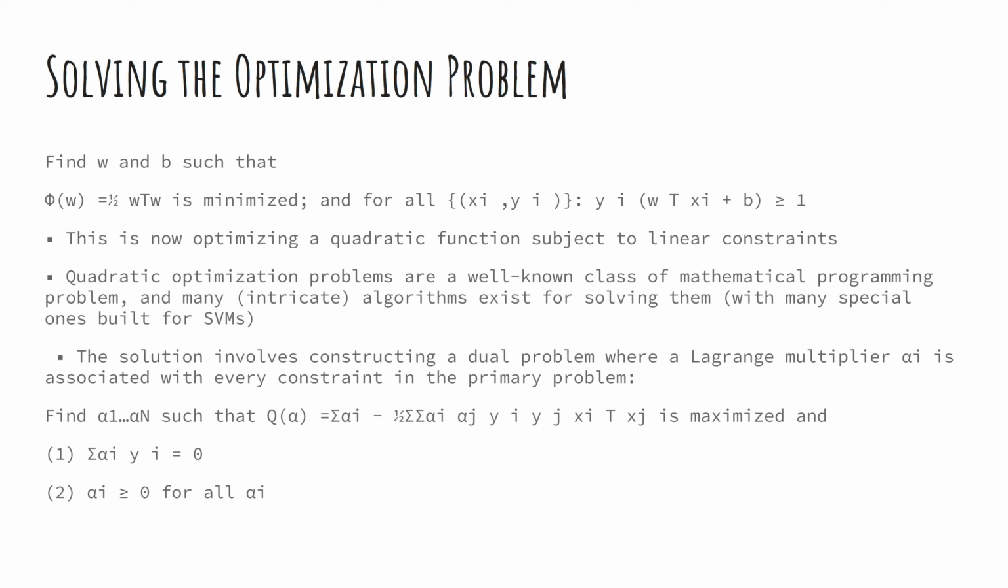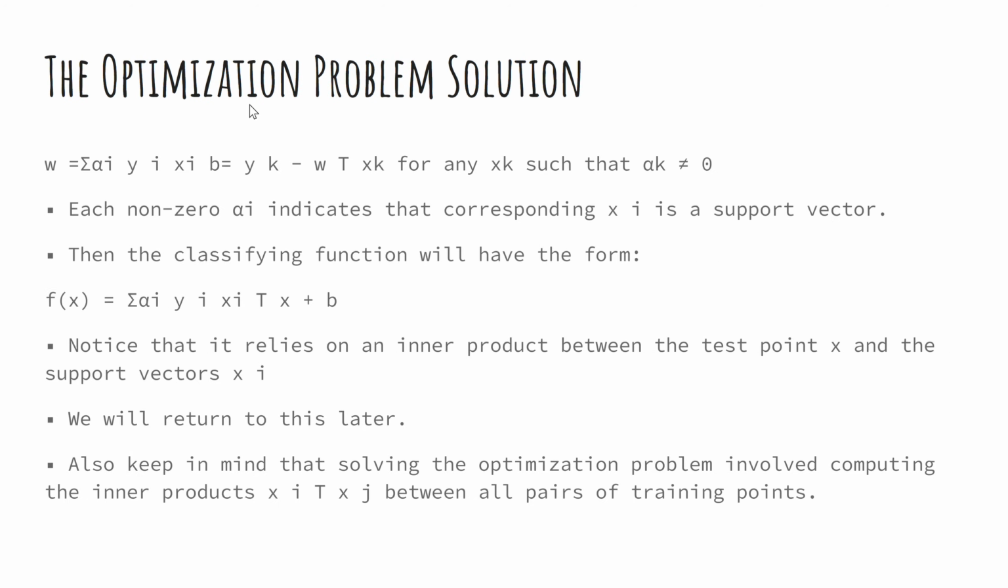The solution involves constructing a dual problem where a Lagrange multiplier α_i is associated with every constraint in the primary problem. In the optimization problem solution, w equals the sum of α_i y_i x_i, and each non-zero α_i indicates that the corresponding x_i is a support vector. Then the classifying function will have the form. Notice that it relies on an inner product between the test point x and the support vectors x_i. We will return to this later. Also keep in mind that solving the optimization problem involves computing the inner products between all pairs of training points.